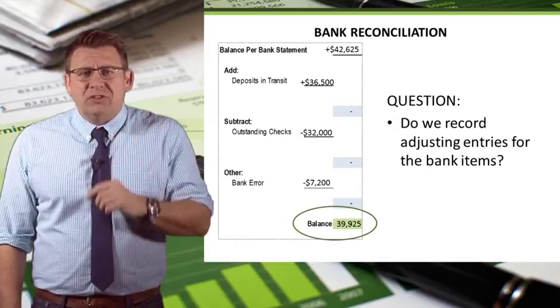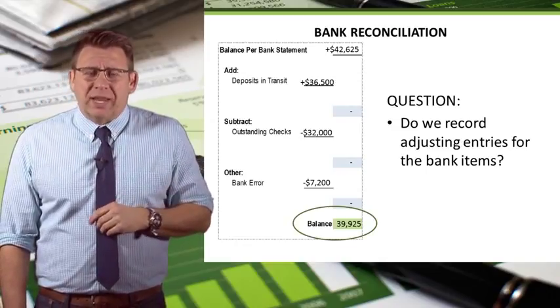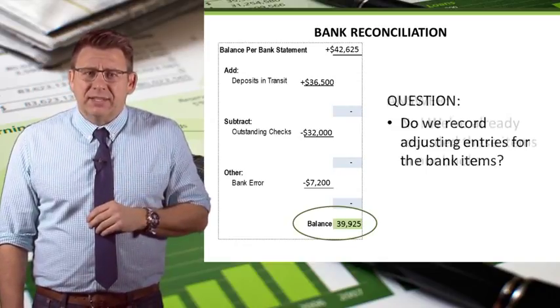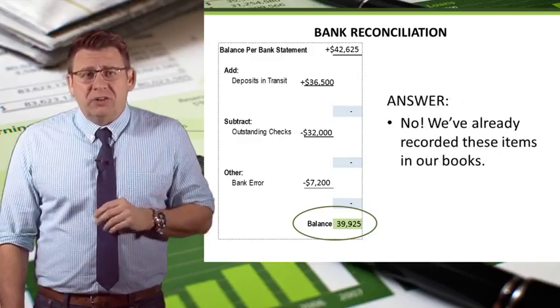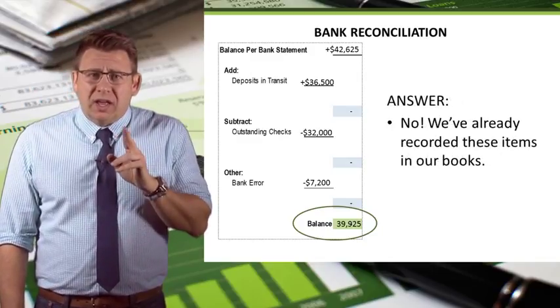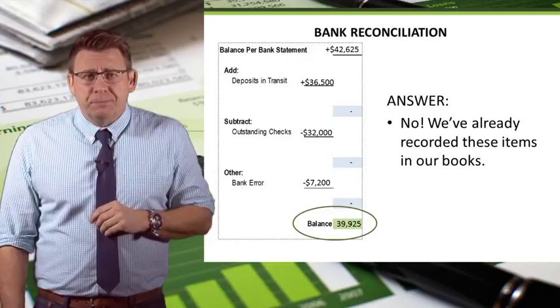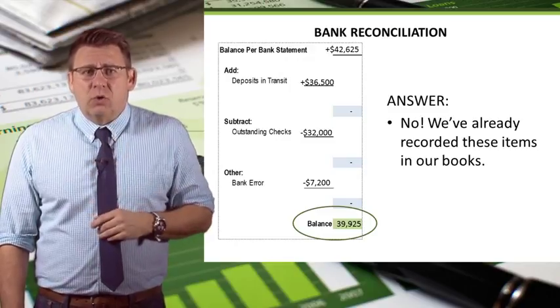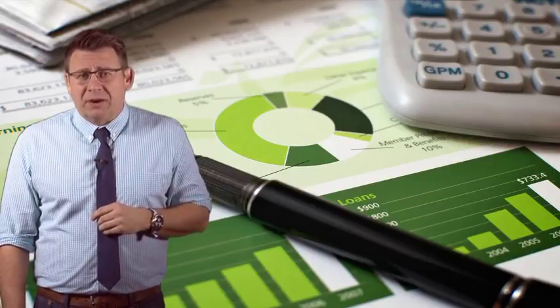Finally, do we make adjusting entries for the items that reconcile the bank side? No, we don't, because we've already recorded these items on our books. It's the bank that hasn't recorded these. And that concludes this short video on how to make adjusting entries for the bank reconciliation.